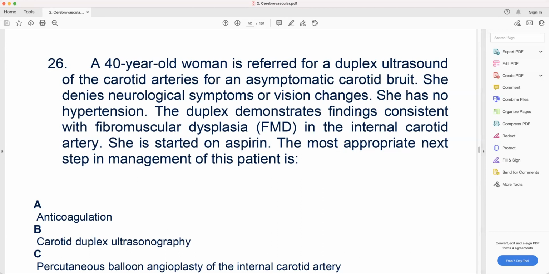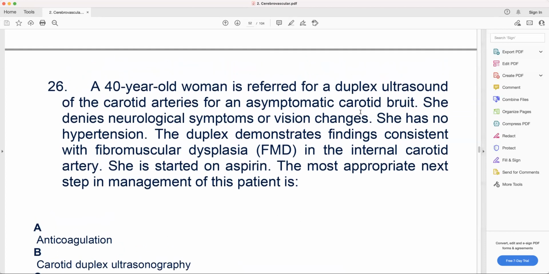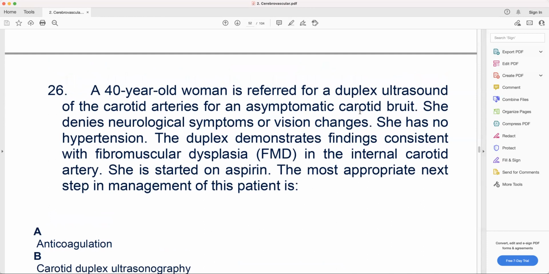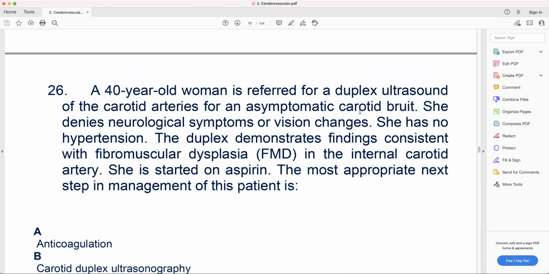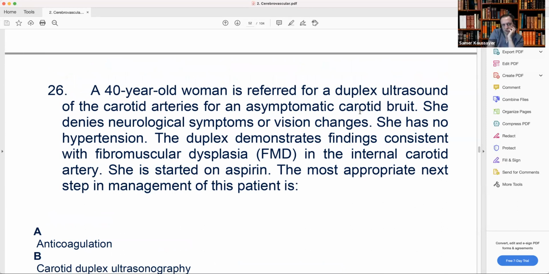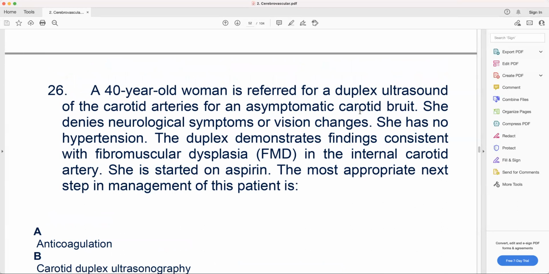Okay, let's see what we have first. This is a 40 years old lady referred for a duplex finding. So she has carotid FMD, right? Yes. And she's asymptomatic and on aspirin. Okay, so how do we treat asymptomatic FMD?